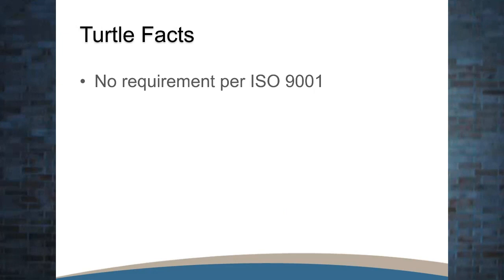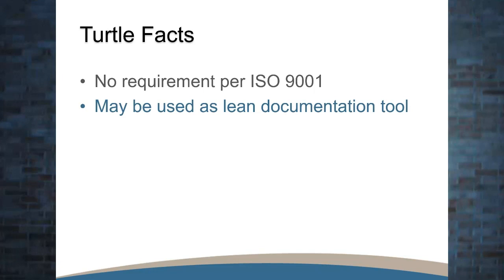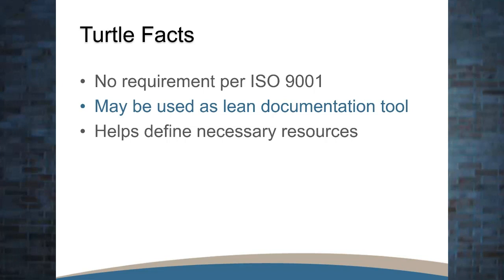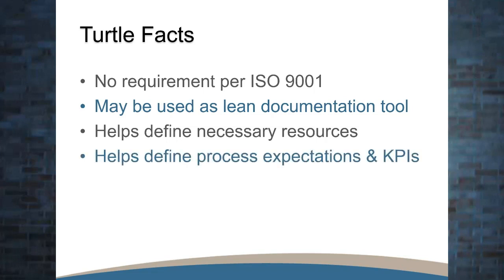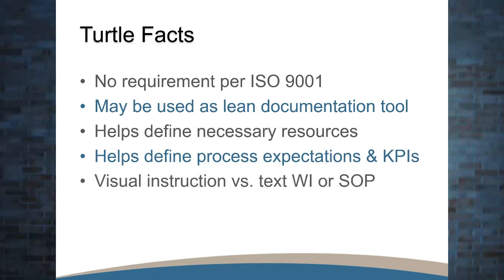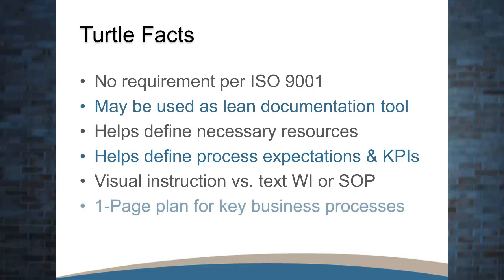First of all, there's no requirement per ISO 9001. It may be used as a lean documentation tool. It helps define necessary resources, which is one of the reasons that I strongly recommend using turtle diagrams. It helps define process expectations and key process indicators. It gives a visual instruction versus text or work instruction or SOP. And it's a one-page plan for every key business process you've identified within your management system.